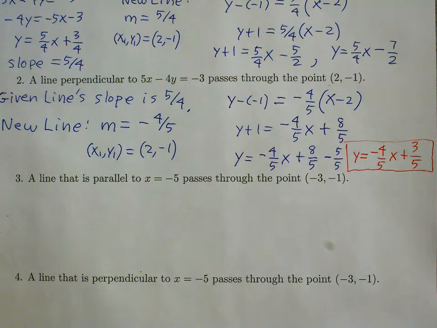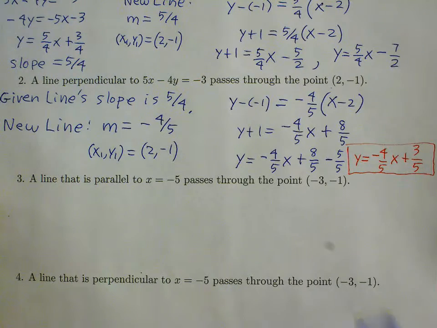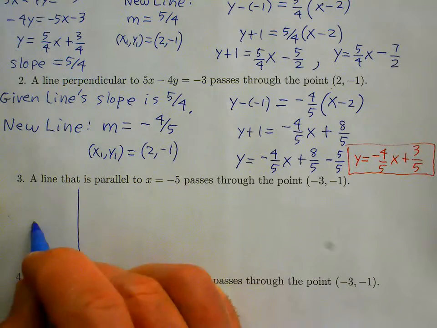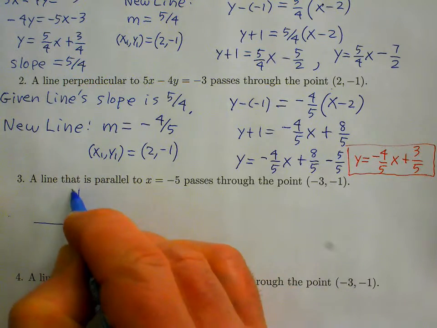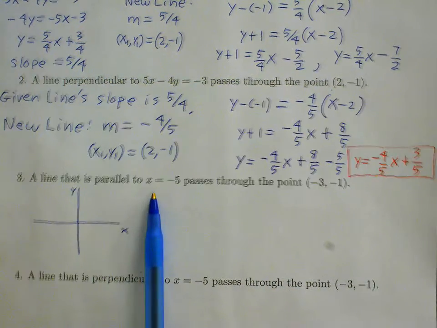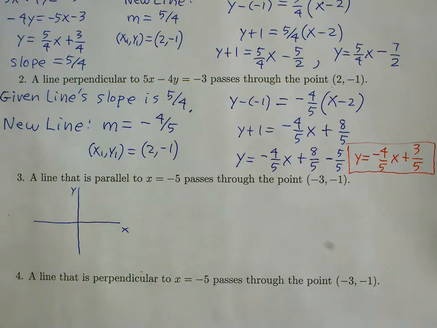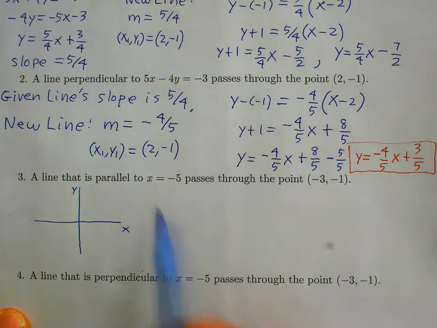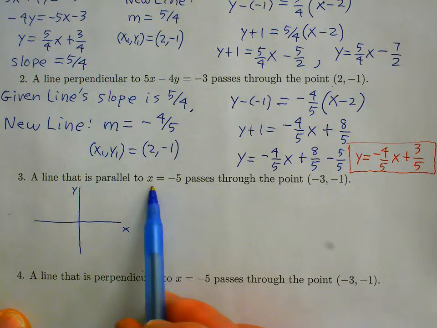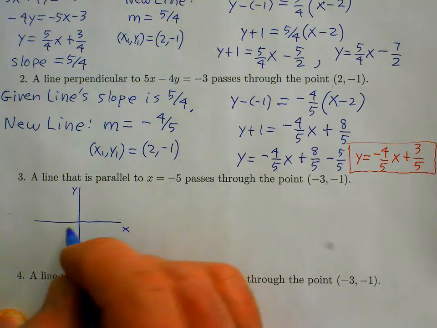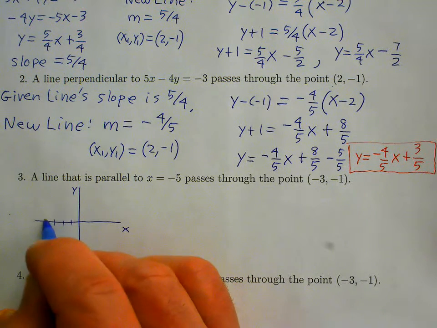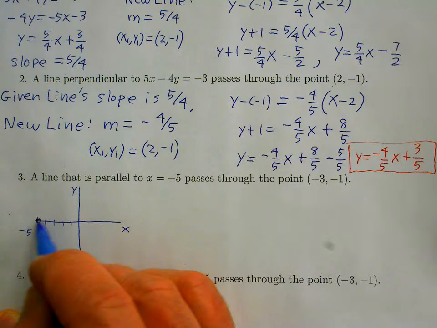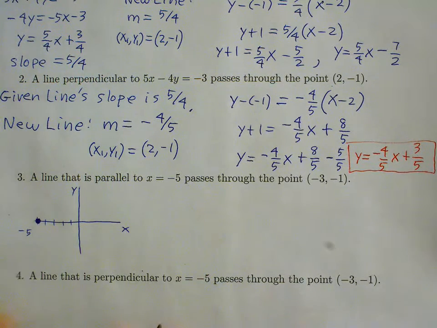Okay, that's the reasoning behind it, but we can go through it step by step. Okay, well, what if you don't remember that x equals -5 is a vertical line? Well, if x equals -5, the variable y is not there. So on the x-axis, x equals -5 is right there.